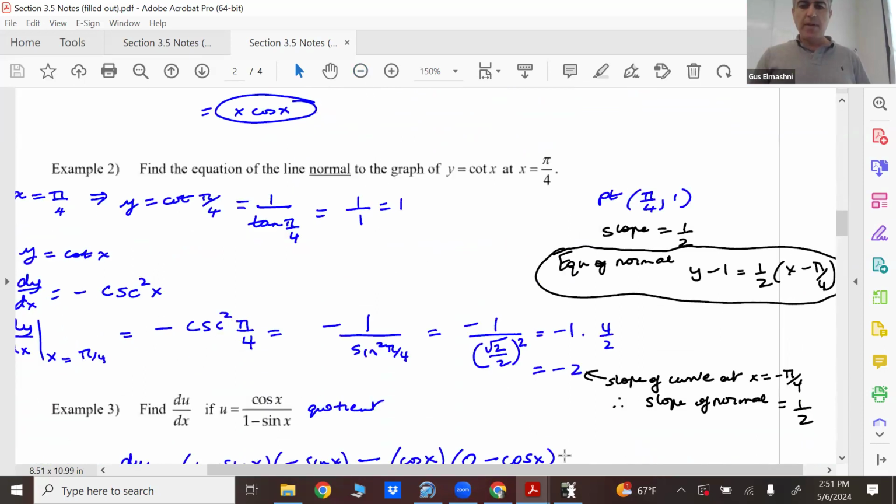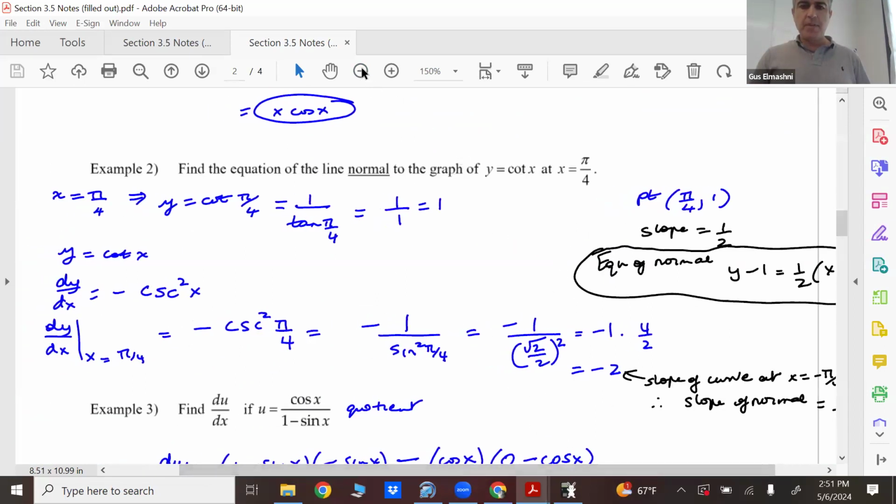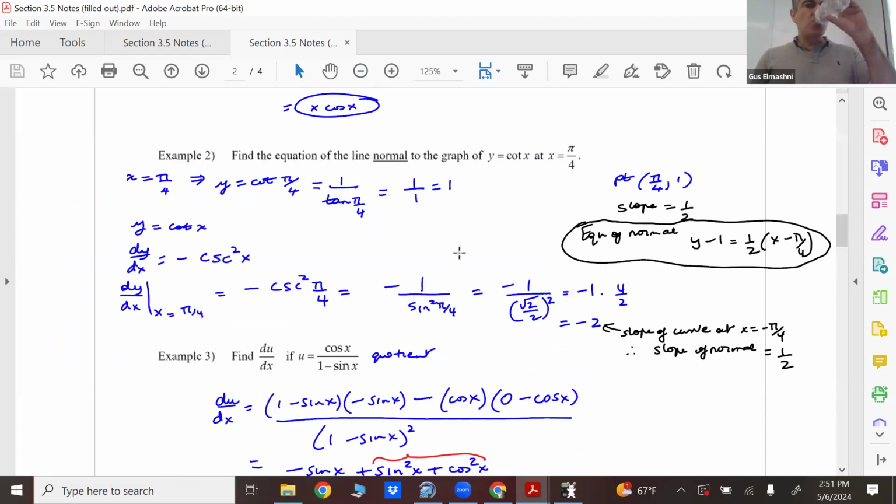Example 2. You're asked to find the equation of the normal line. Remember, the normal is perpendicular to a tangent line, and the tangent line is the derivative. The derivative we know is negative cosecant squared x. Plug in pi over 4: sine pi over 4 is root 2 over 2, but you have to square it first, which is 1/2. Flip it, it becomes negative 2. But because it's a normal line, you do the negative reciprocal, which is back to 1/2. And you put in pi over 4 and 1, because cotangent of pi over 4 is 1.